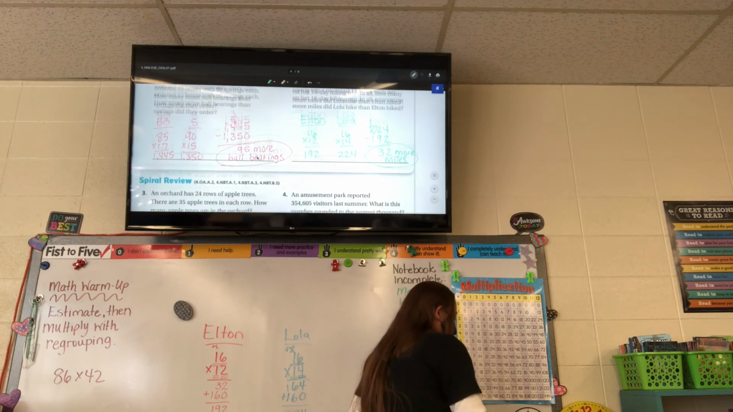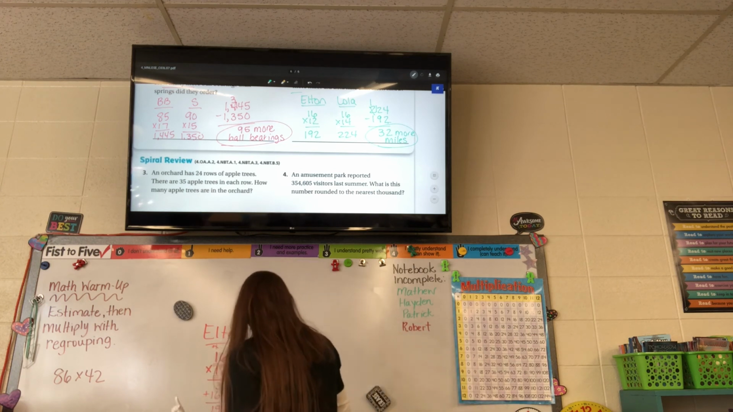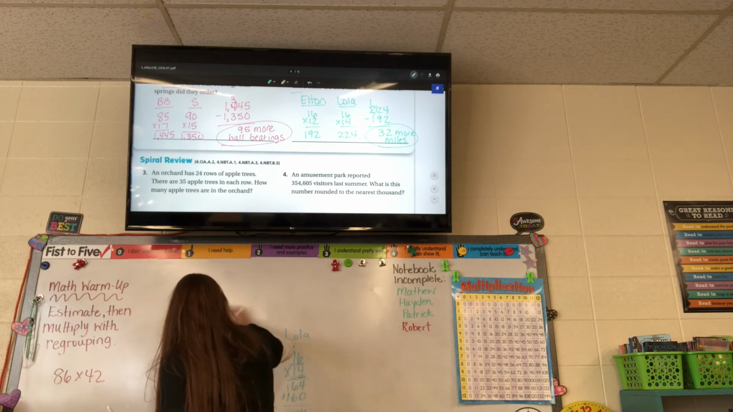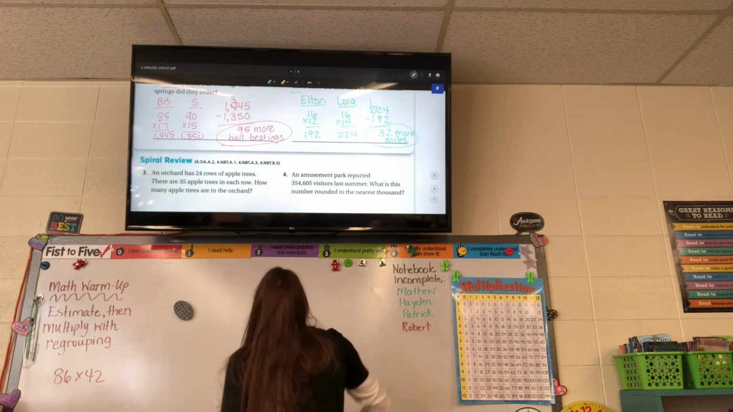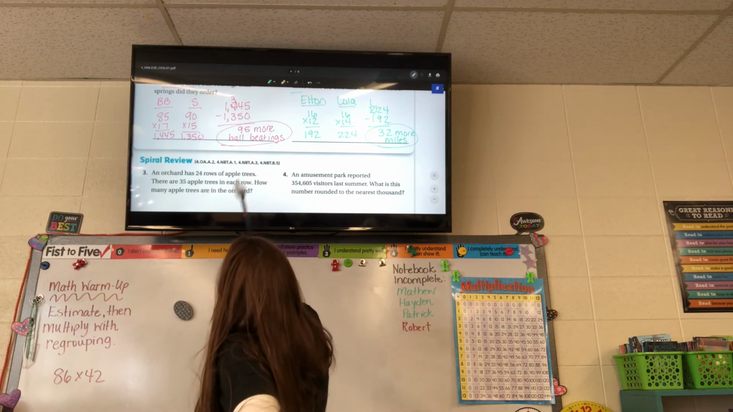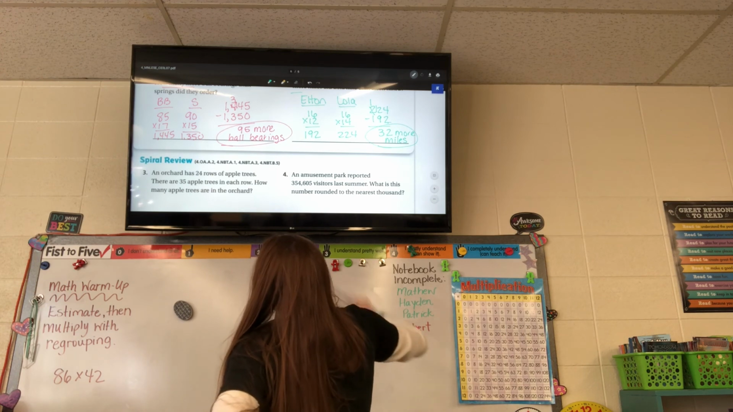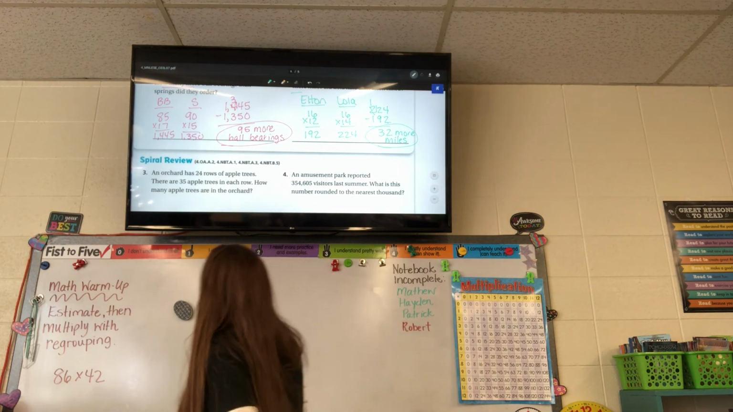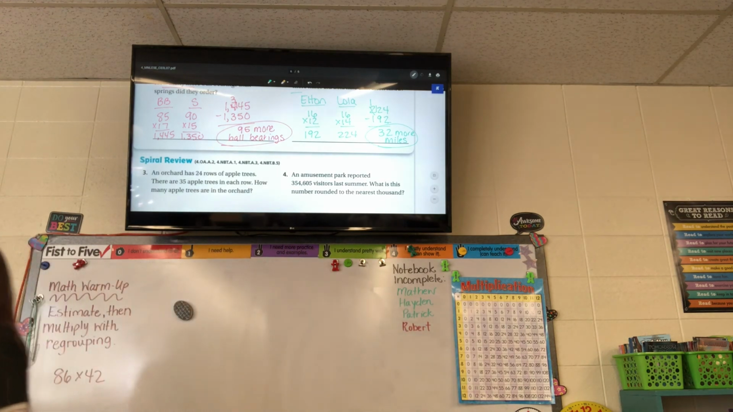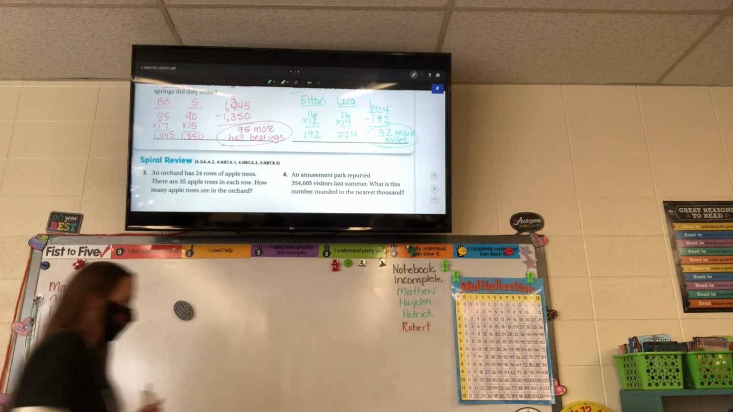Okay, now we're doing a spiral review, and that is stuff that we've done before. An orchard has 24 rows of apple trees. There are 35 apple trees in each row. How many apple trees are in the orchard? What do we do on this problem? Easy peasy compared to what we've been doing all day. Shelby? 35 times 24. That's it.